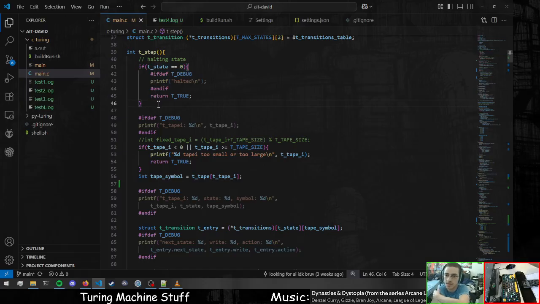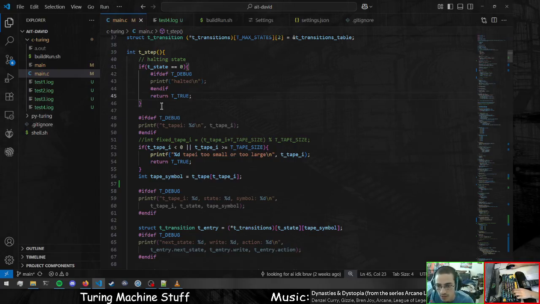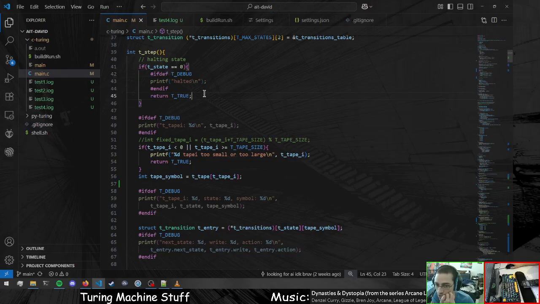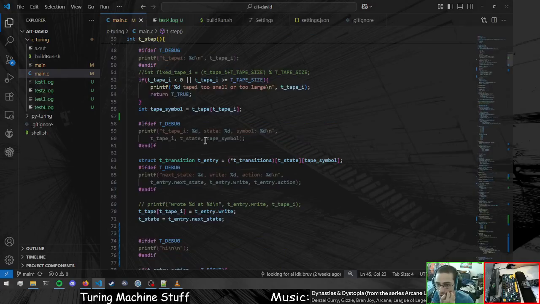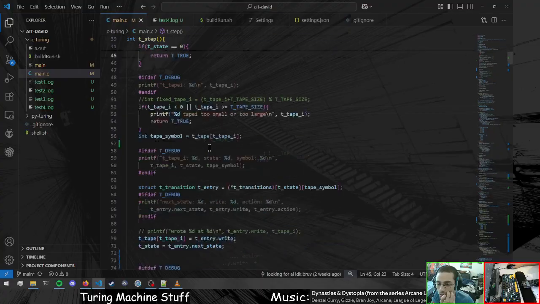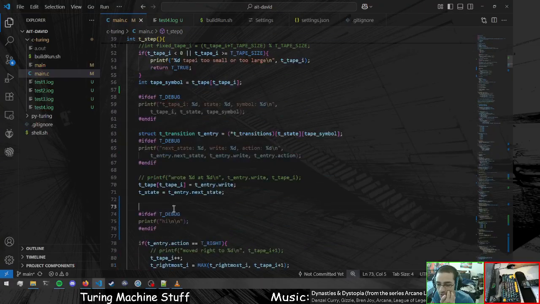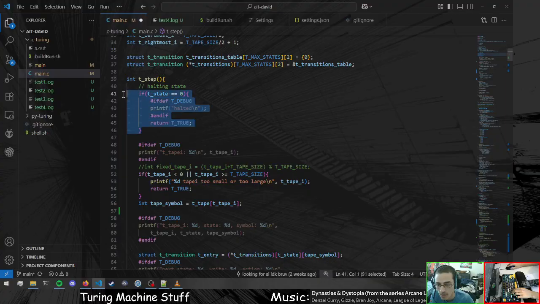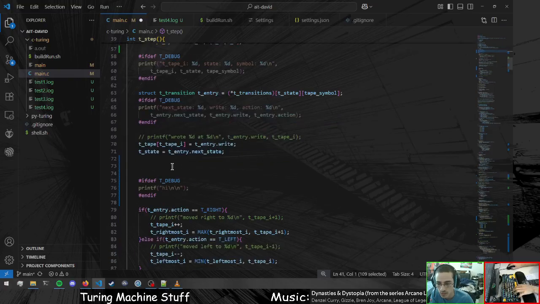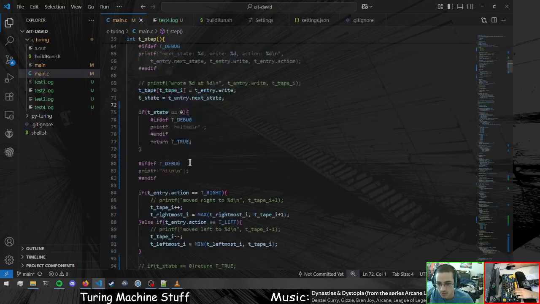So the halting state, when are we supposed to check if it halts? When do we return true if it halts? Are we supposed to do this right here? Because I'm not sure. Doing this gives us the strings we need, but it doesn't work.